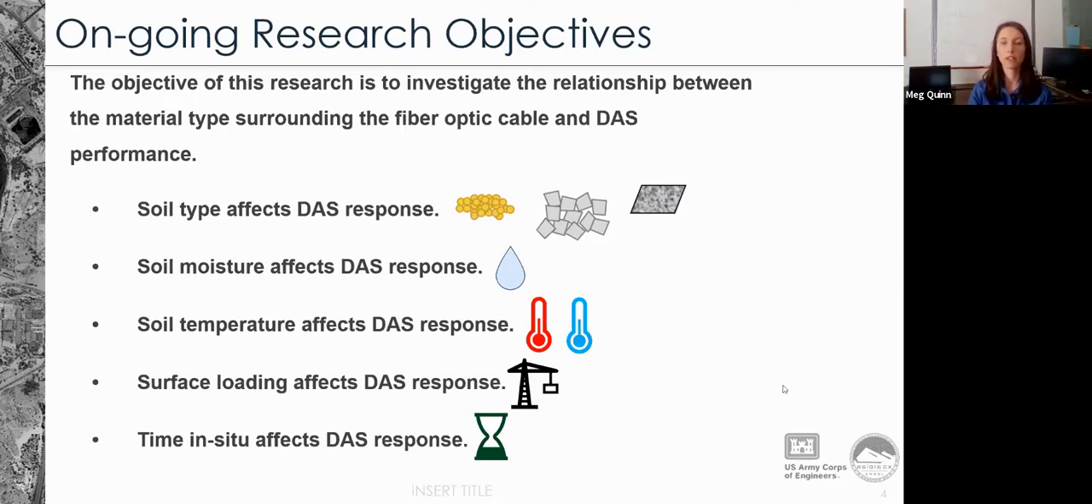Also, surface loading. As we know, fiber optic cable is buried everywhere. If we load the ground surface, permanently or temporarily, how will that affect how the sensor performs? And lastly, time in situ. As we all know, aging is kind of a catch-all, but it feeds back into seasonal effects observed in DAS response changes. And are those effects significant? Can we prepare for them?